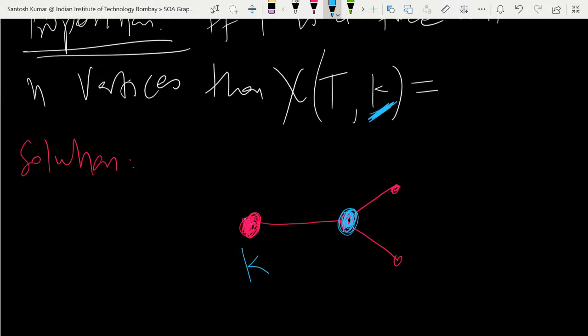How many choices of colors? Why k choices? Can you use the same color at both ends? No, we are doing proper coloring. So how many choices do you have now? K minus 1. Yes, k minus 1, because the same color cannot be used at both endpoints of an edge. So you have k minus 1 choices. Now come to this point. How many choices do you have now?